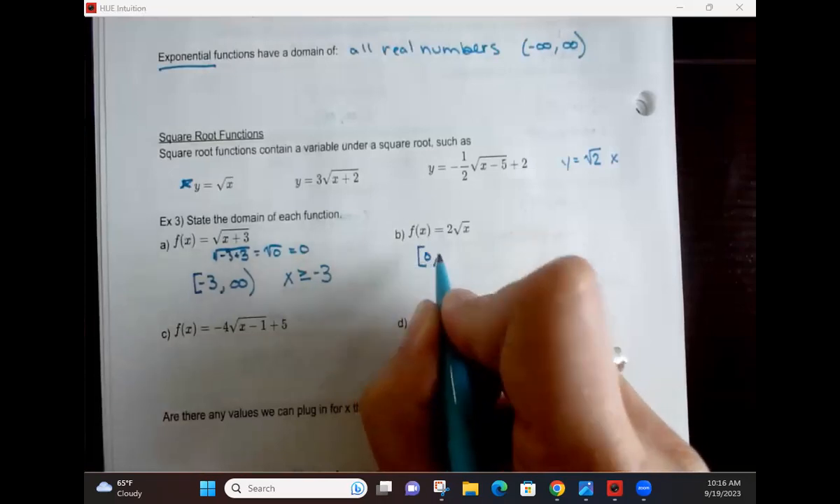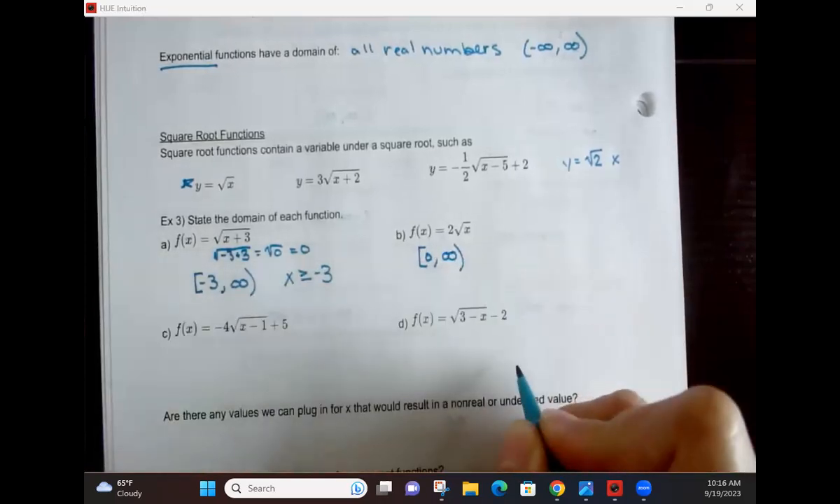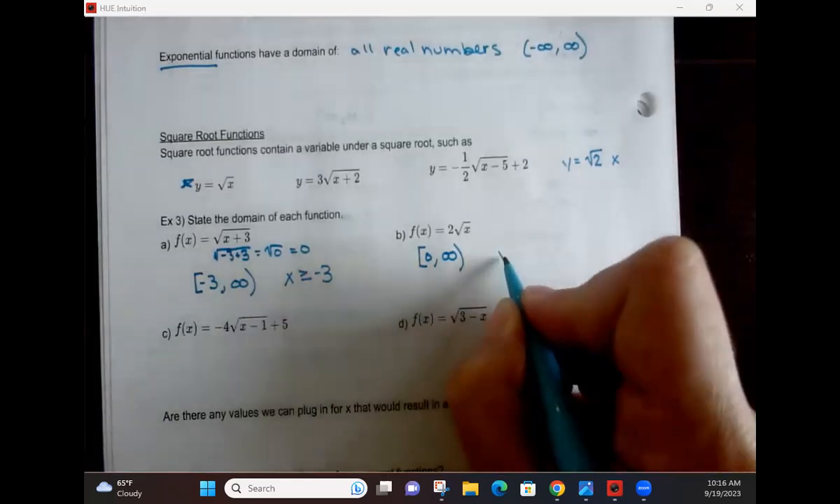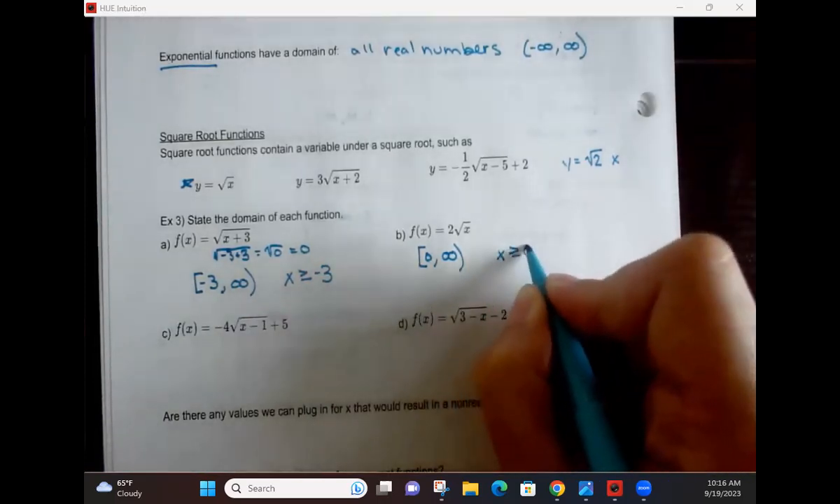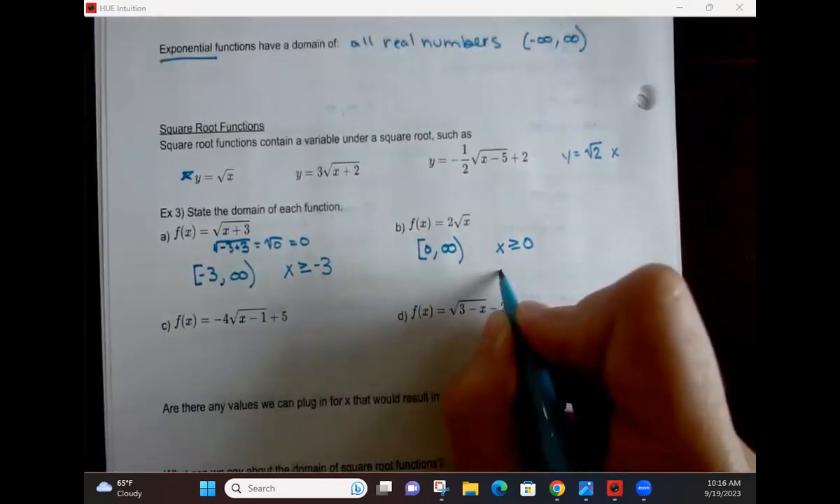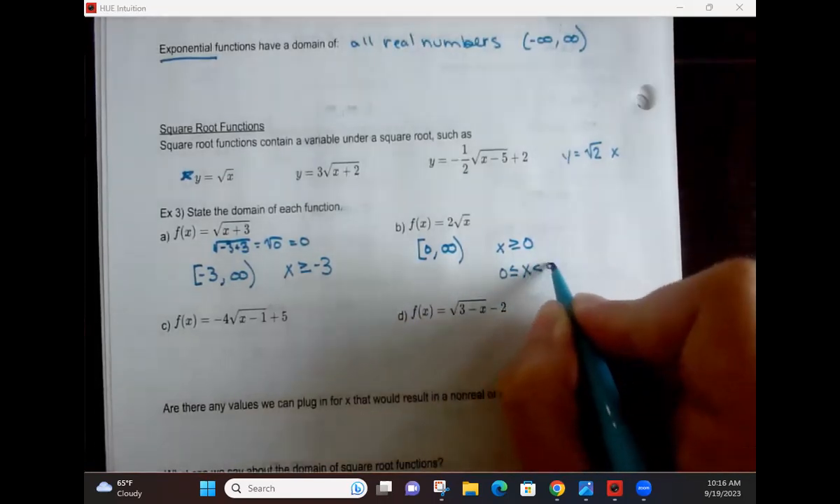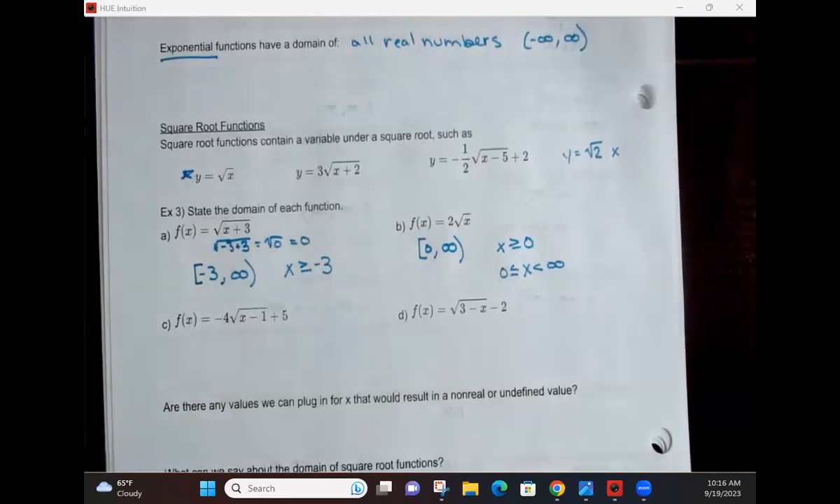So in interval notation, we get a bracket at 0 because we can include 0. And then as an inequality, x is greater than or equal to 0. You could, if you wanted to, also write this as 0 is less than or equal to x is less than infinity.